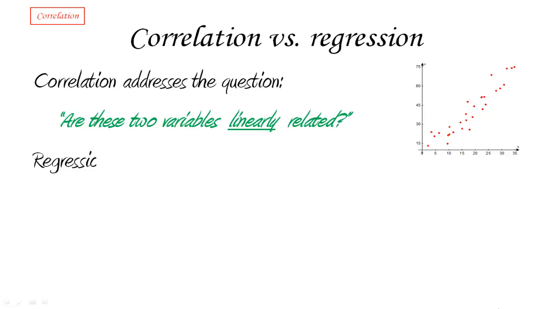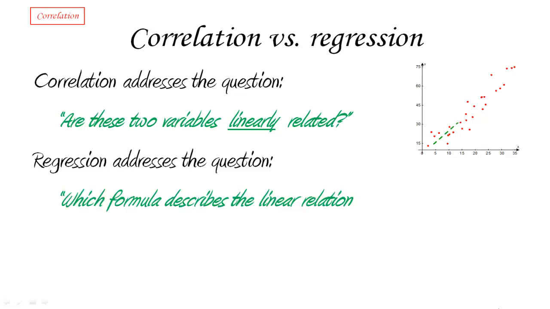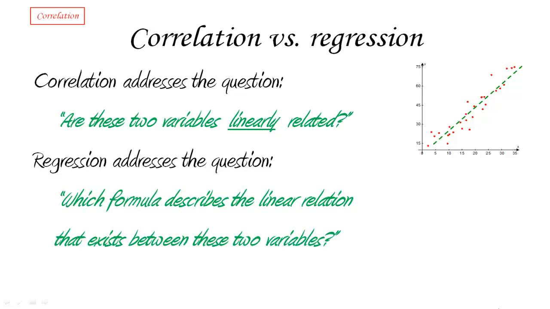On the other hand, in regression, we're addressing a different kind of question, namely the question of which formula describes the linear relationship, so now I'm drawing a better line, that we have checked to exist between these two variables. So this is more of an estimation question, right? We're not asking so much is it true that, but which one is it? Therefore, the two questions are different in scope. They're different in methodologies, although they are related and one depends on the other, but they should be kept separate.